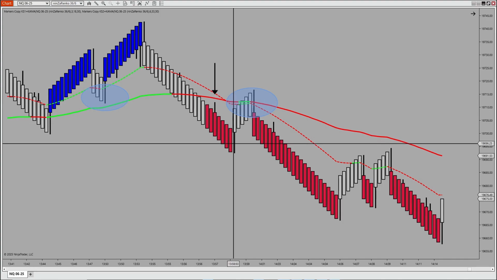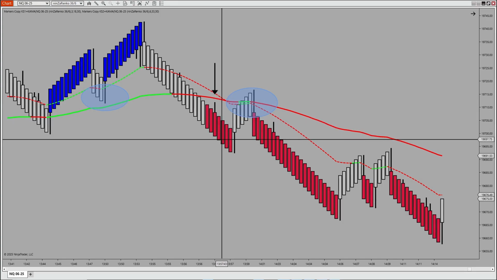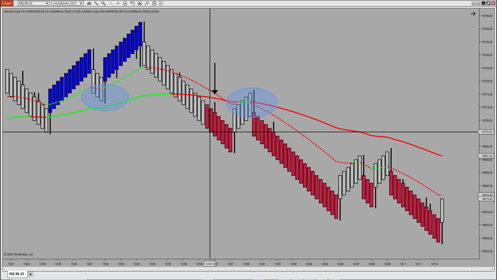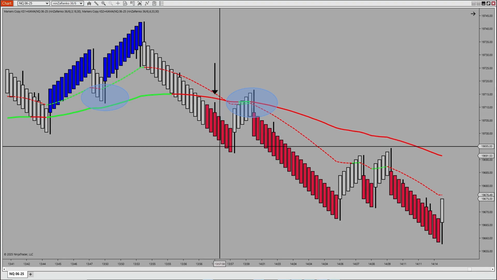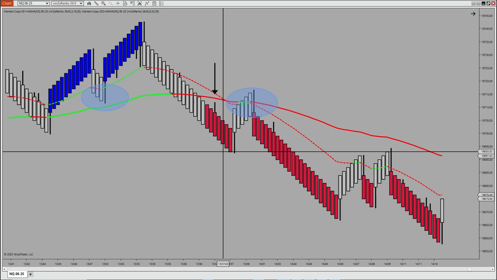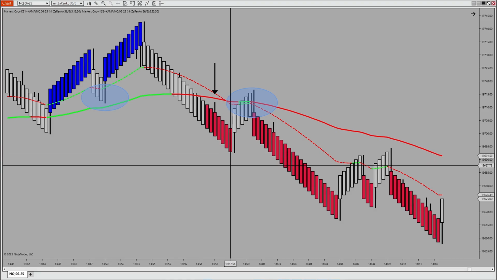I would have broken even on this trade because I would have been shooting for, let's see, 1, 2, 3, 4, 5. Yeah, chances are I'll say I would have broken even on that trade.